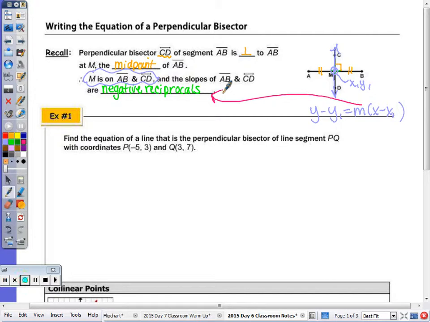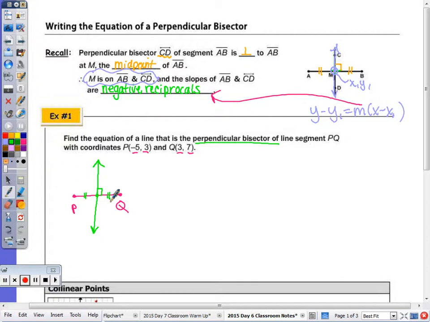So in the first example, it says find the equation of a line that's the perpendicular bisector of PQ. Now, this is a sketch. My sketch of PQ does not give a true representation, because if you look, your x coordinates do not match, the y coordinates do not match. So it's not going to be a horizontal or vertical line. It's going to be a slanted line. But in my sketch, I'm just drawing a picture to help me solve it. So the perpendicular bisector of PQ has to go right through the midpoint and be drawn so that it intersects at a 90 degree angle.